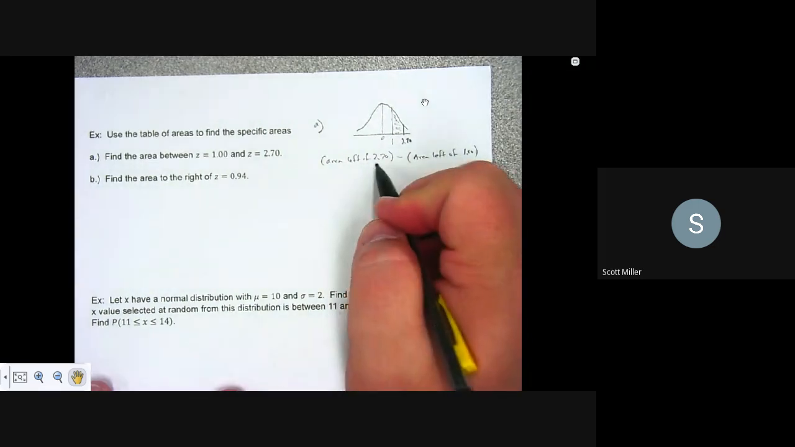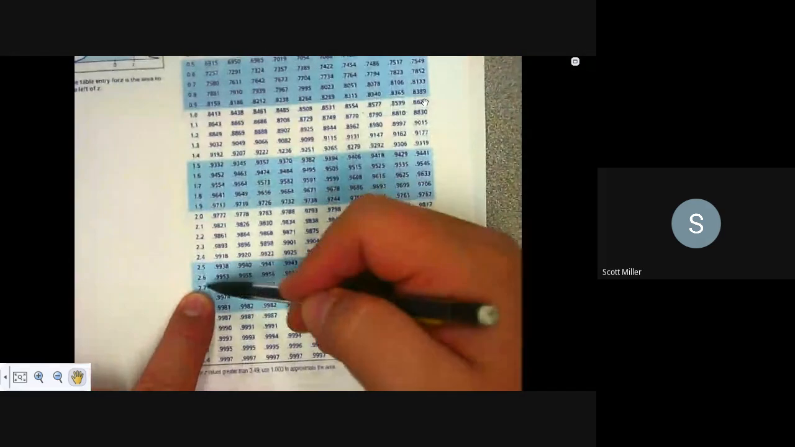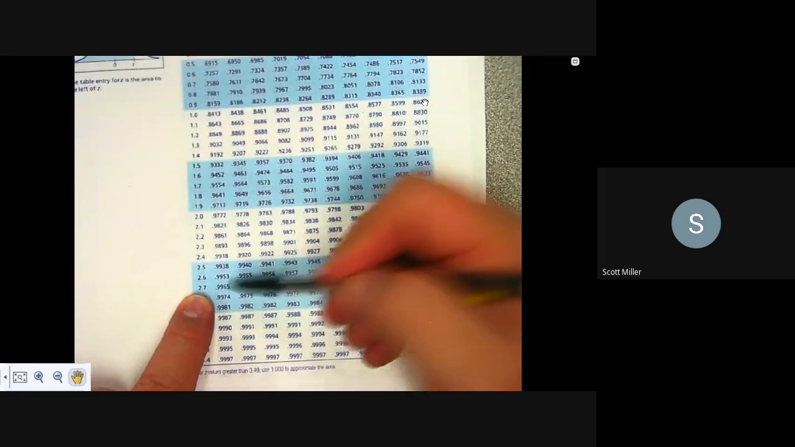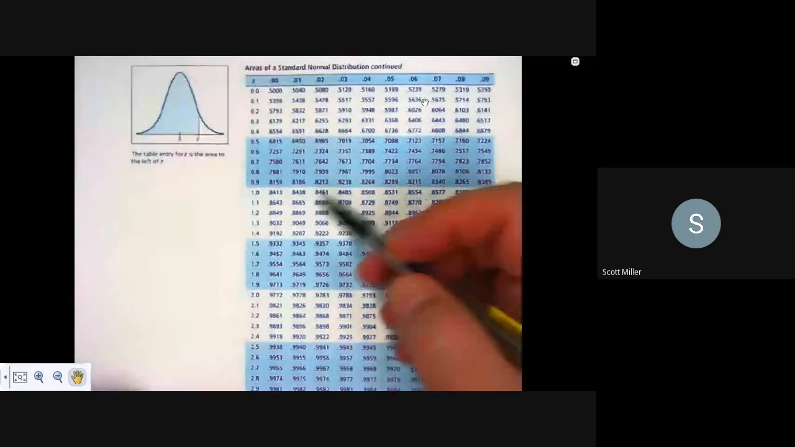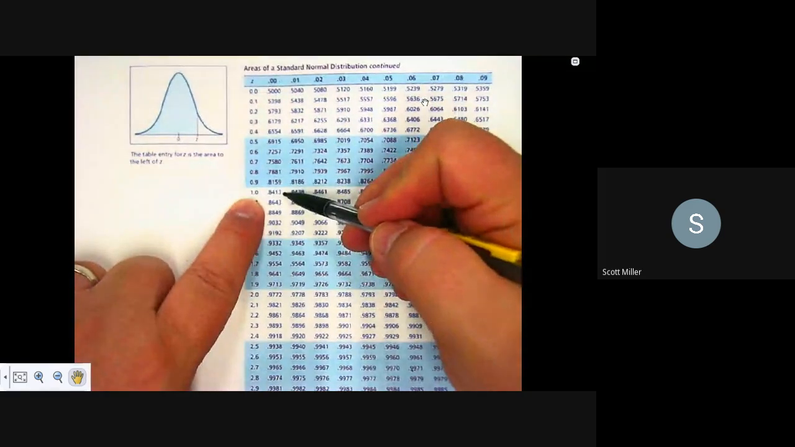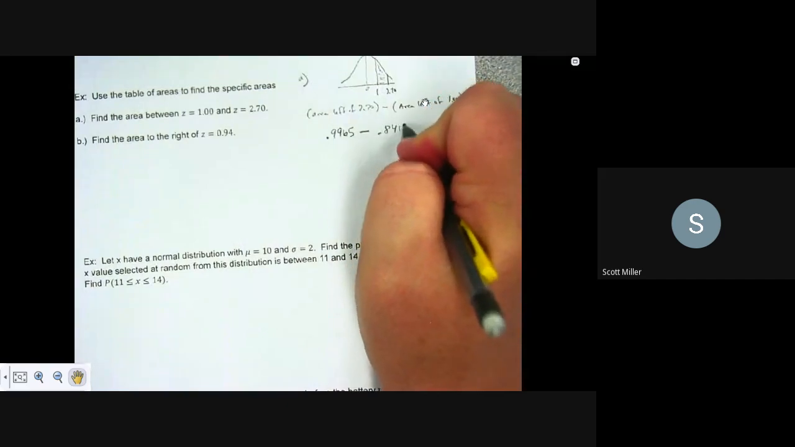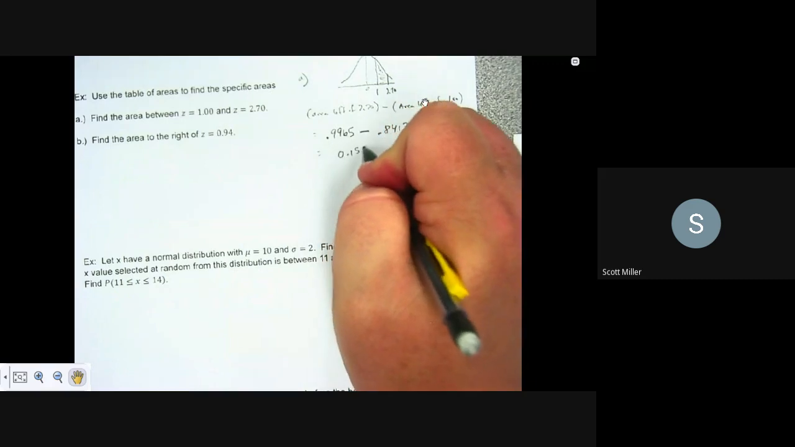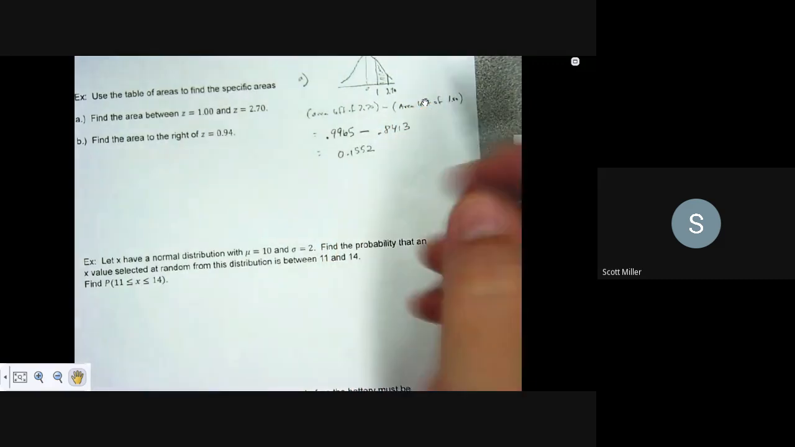We go find the area for 2.70. 2.7, and then 0 would be right here. So 0.9965. And then area to the left of 1. So 1.00 is 0.8413. And then you work this out and you get your answer, which is 0.1552. So that is the area between the two.